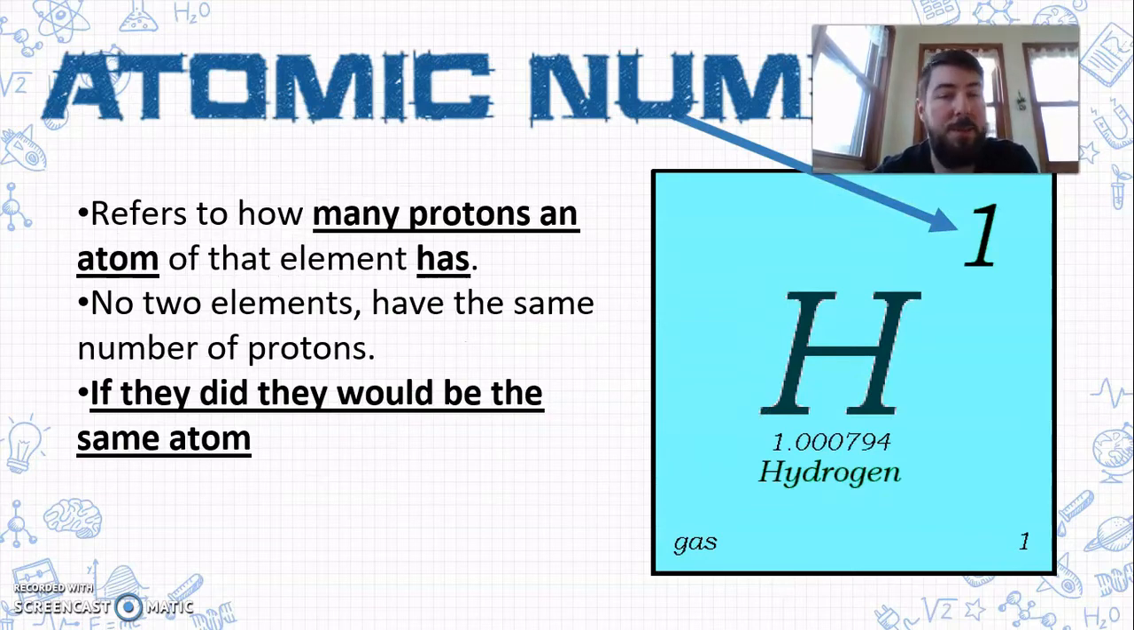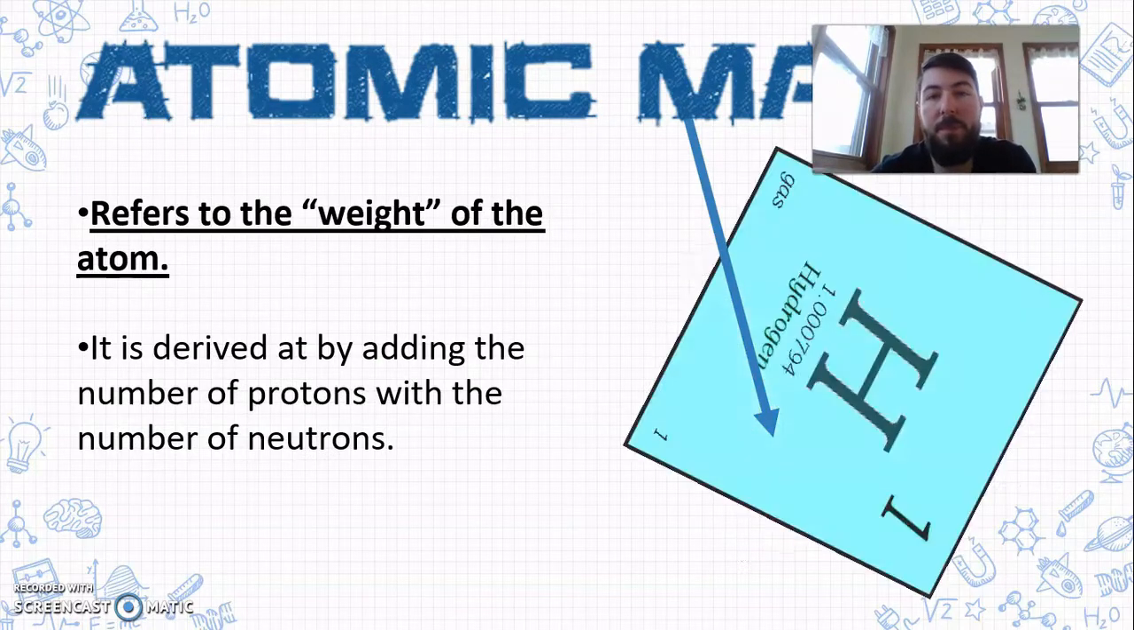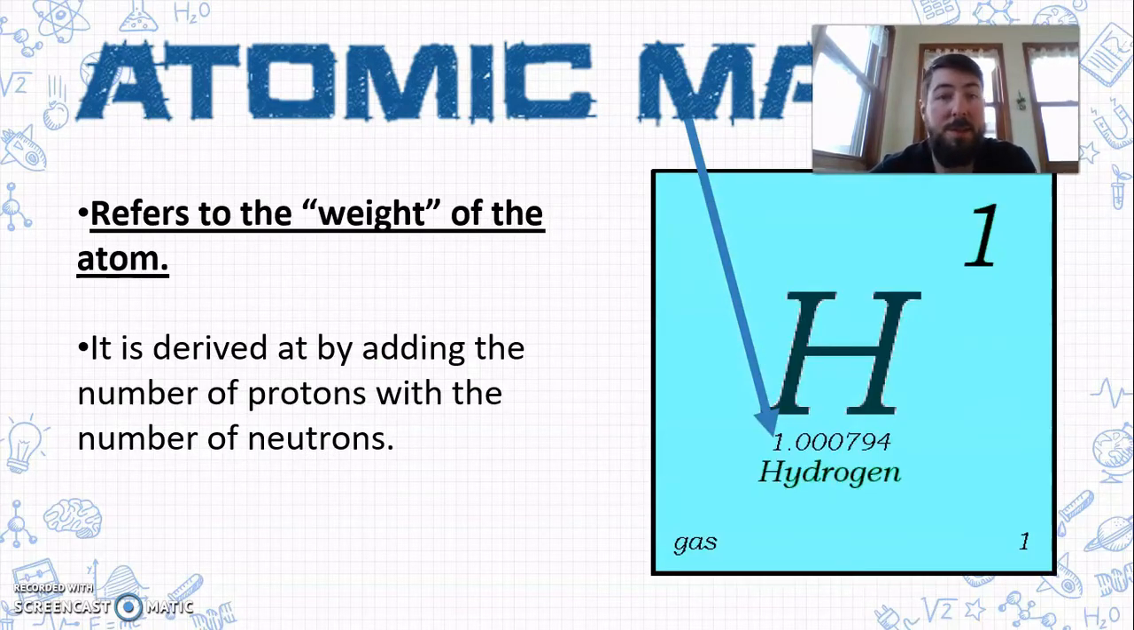Like I said, the atomic number refers to how many protons an atom has. No two elements have the same number of protons. If they did, they would be the same atom. And the atomic mass is like the weight of the atom, and we find it by adding the protons and the neutrons.